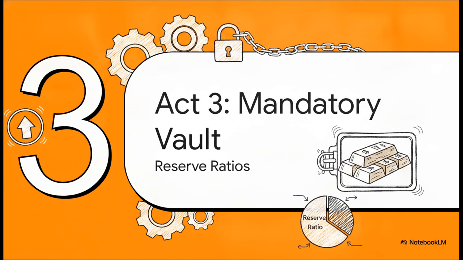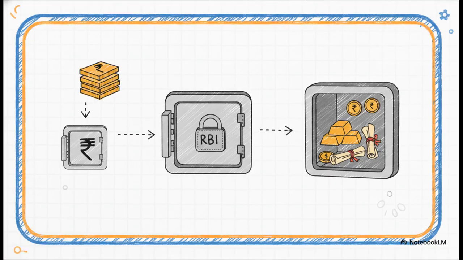And finally, we've got Act 3, the Mandatory Vault Stash. This is all about those strict reserve ratios. See, as a commercial bank, you aren't actually allowed to lend out every single rupee you get. You've got to memorize these 2 lockup rules. First up is the CRR, or Cash Reserve Ratio. This is the percentage of total deposits a commercial bank is legally forced to transfer straight into the central bank's vault. It's totally untouchable. Second is the SLR, or Statutory Liquidity Ratio. This is the proportion of total deposits the bank has to keep locked inside its own vault, usually in the form of cash, gold, or government securities.